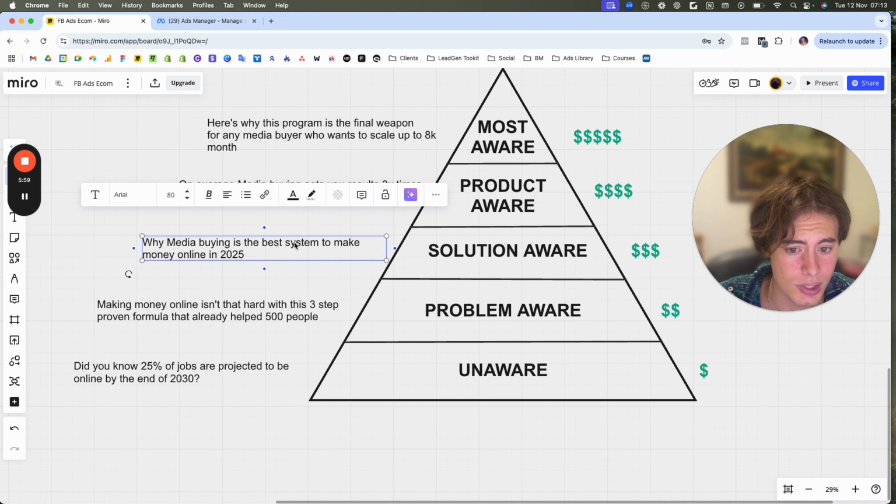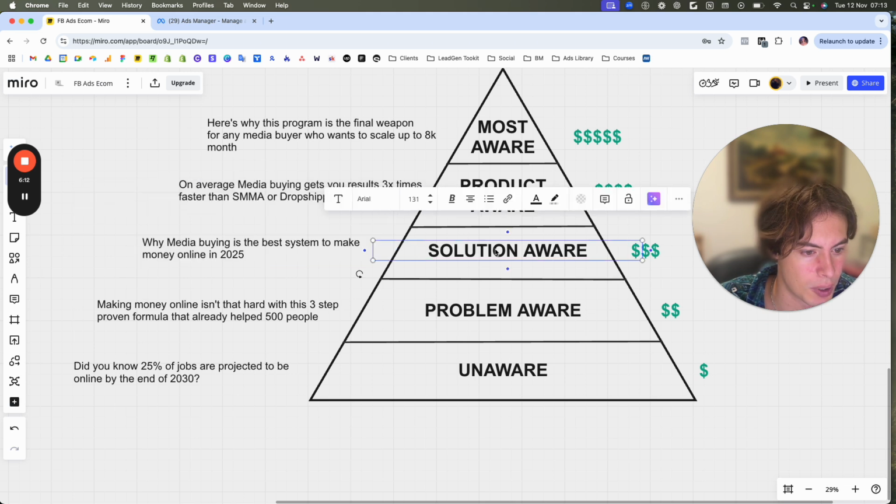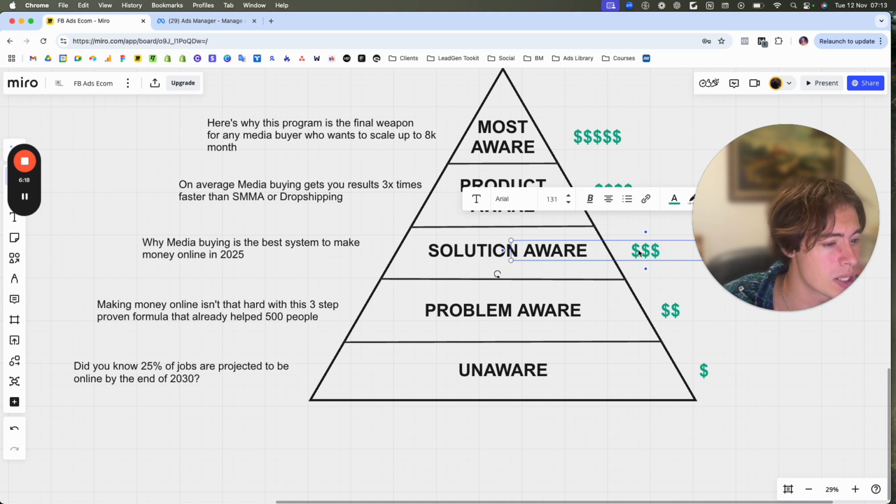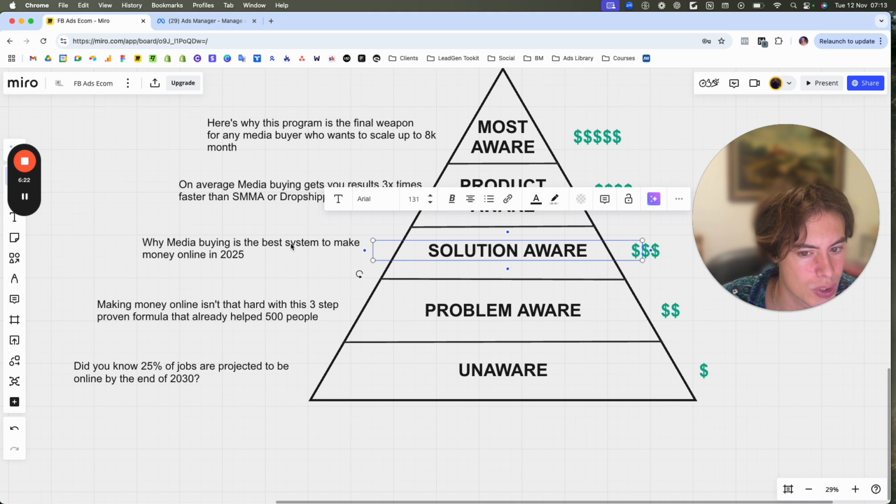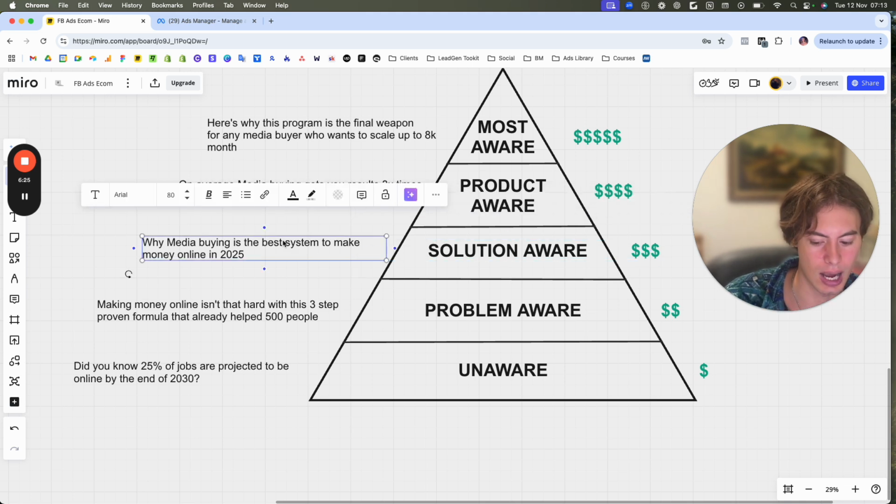And an angle like this will work for them, which is why media buying is the best system to make money online in 2025. Okay, so this is directly speaking to people that are looking for a solution, and I'm showing them how media buying is the best solution in 2025 to make money. So this is a perfect angle for people that are solution aware. And as you can see here, these people are already quite ready to buy. So if you can prove to them why the solution is good, and then dive into how your product is superior and compare it to everything else, then those people are potentially going to give you money.